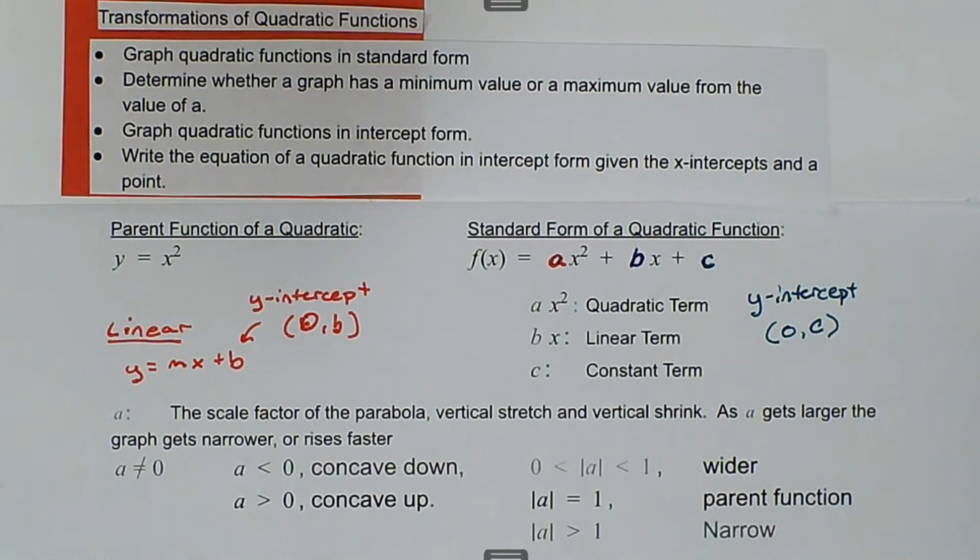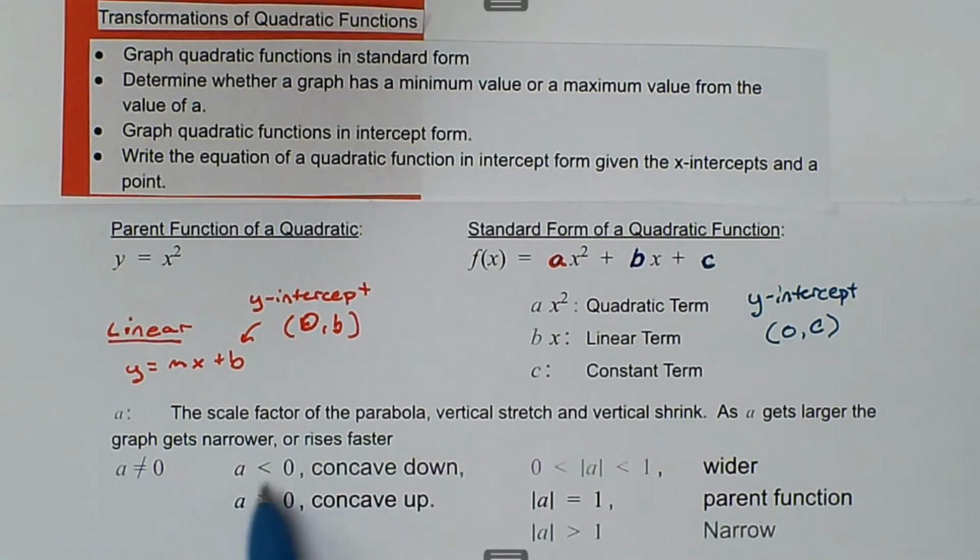Similar to the vertex form, a is the scale factor for the parabola, vertical stretch and vertical shrink. As a gets larger, the graph gets narrower and rises faster. Okay, so that's the same thing as it was for vertex form. Again, a cannot equal 0.